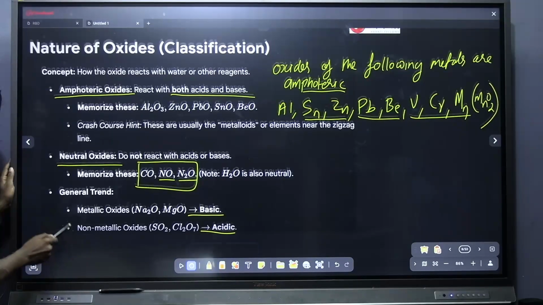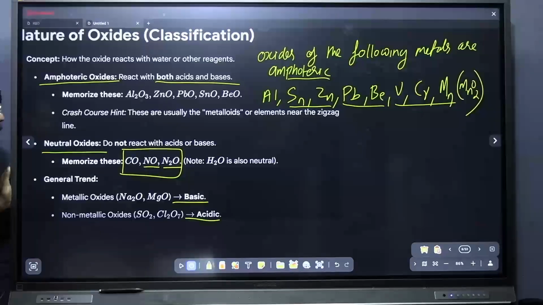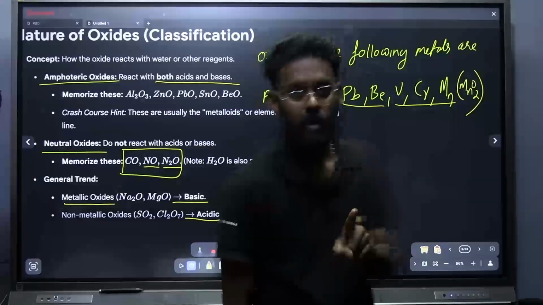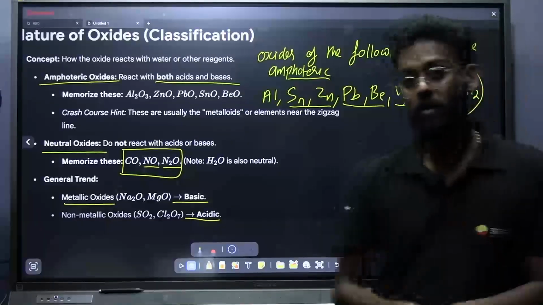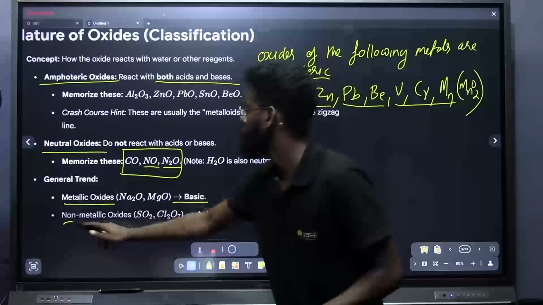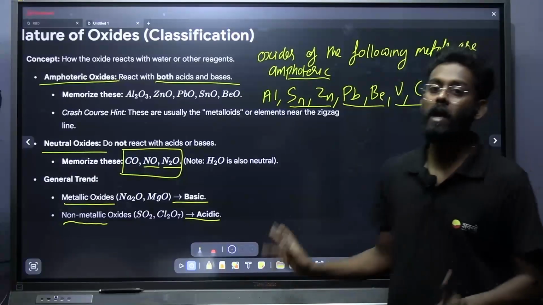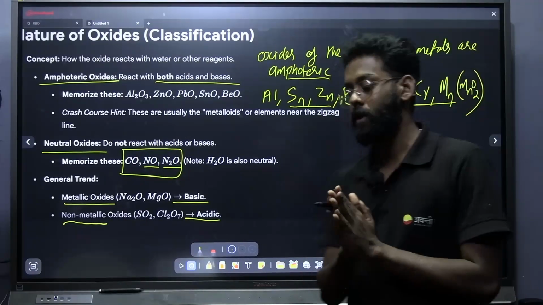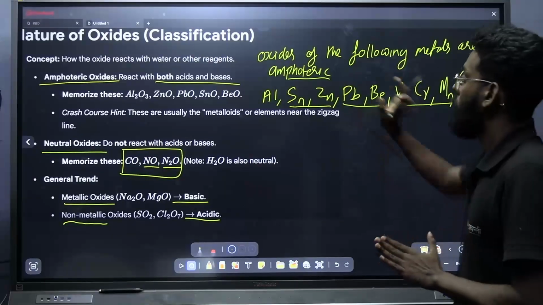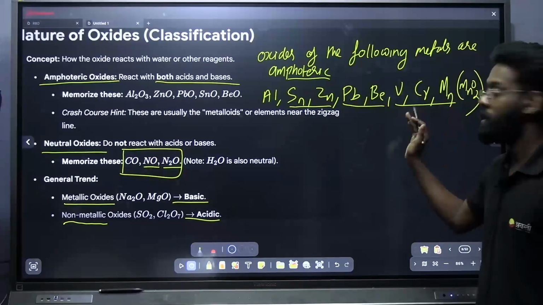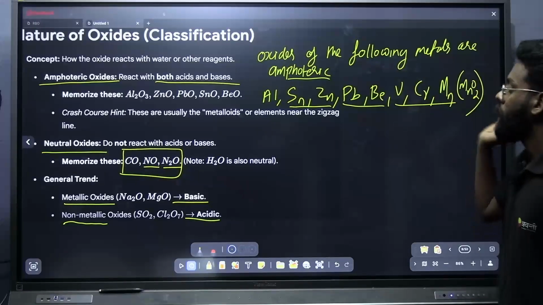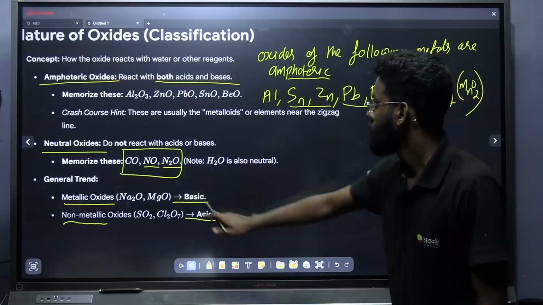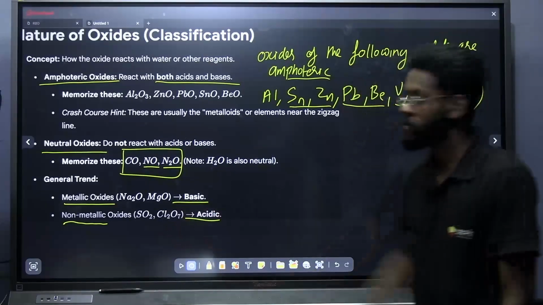Now what about basic oxides and acidic oxides? Basic oxides are metallic oxides. If you see oxides of metals, they will be basic oxides. And if you see oxides of non-metals, they will be acidic. That is the point. Got it? Now I hope all of you can solve any questions from this part. Amphoteric: remember these metals with the Alison Pabe Vicrumen mnemonic. Neutral oxides: these three only. Metallic oxides are basic, non-metallic oxides are acidic.